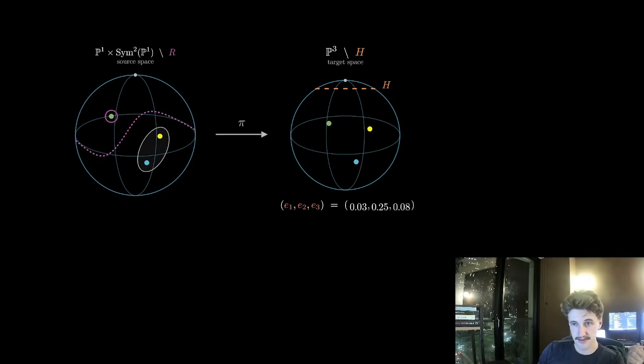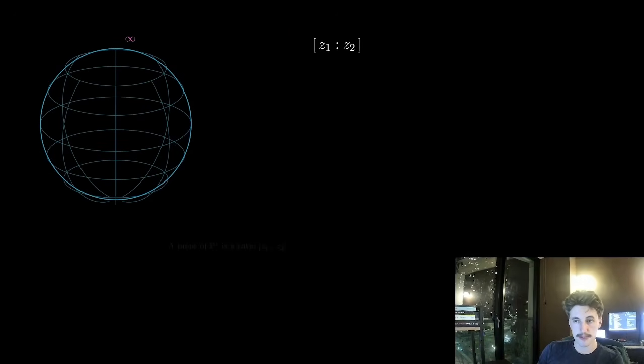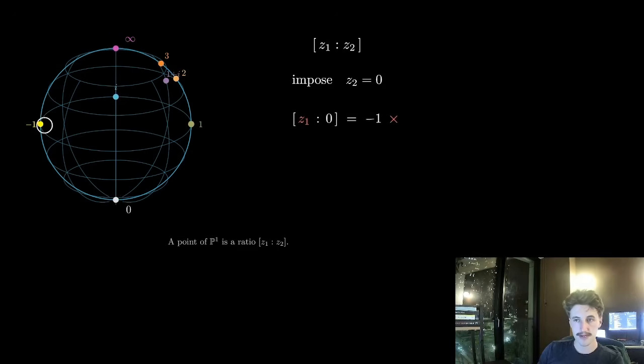So to understand what the hyperplane is, let's consider the projective space P1, where each point on the space represents a ratio between two numbers Z1 and Z2. So let's say you impose a condition on this space, that Z2 must equal 0. As we go around the points in the sphere, we see that most places don't have any possible value of Z1 that's valid. The only time that there is a valid value of Z1 is when that projective point is at infinity, at which point every value of Z1 is valid. So this is the infinity point on the projective line.